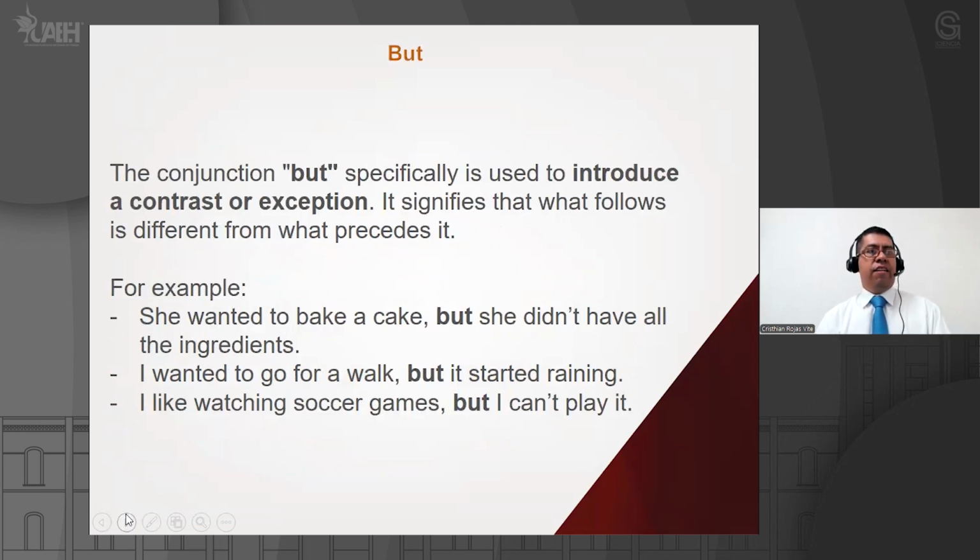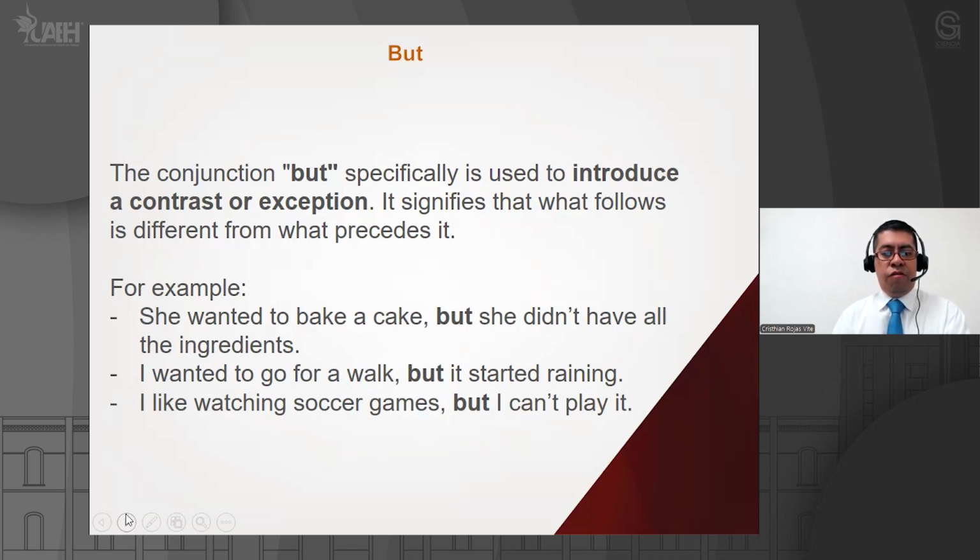In the next slide, we have the conjunction but. This conjunction introduces a contrast or an exception. It signifies it's different from what precedes. For example, she wanted to bake a cake, but she didn't have all the ingredients. Right now, this person was really ready to prepare some cake, and after that, she realized she didn't have all the ingredients. And we are using this conjunction in order to connect the ideas, but giving a contrast.